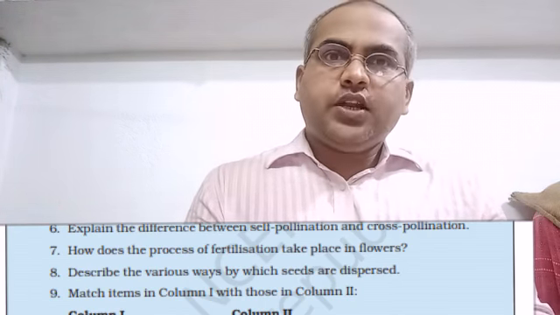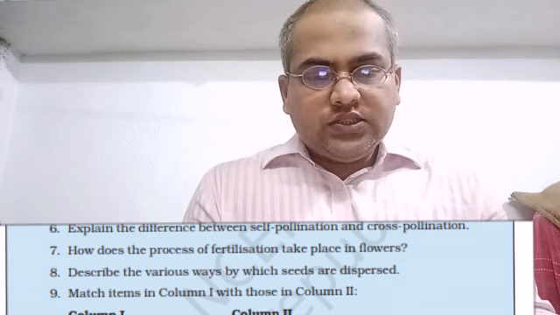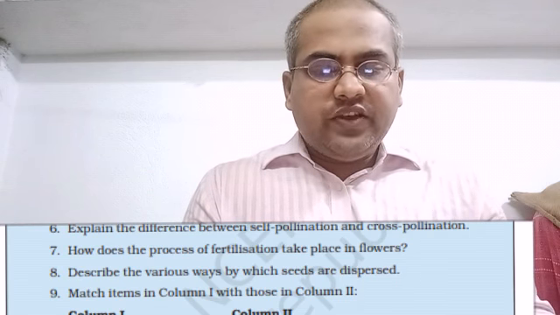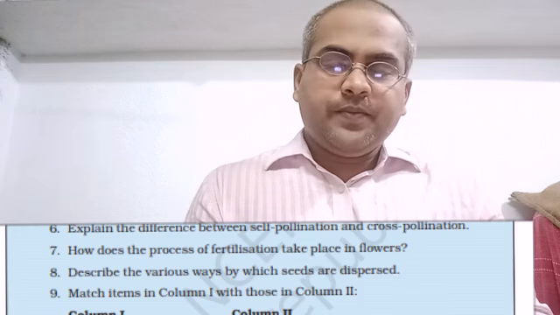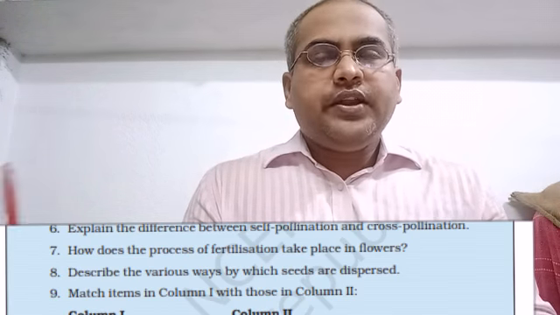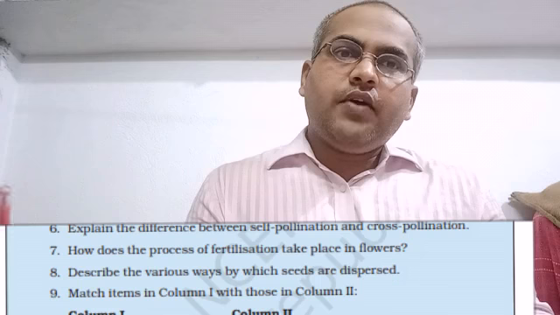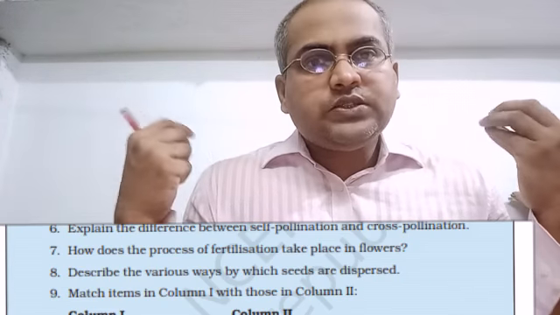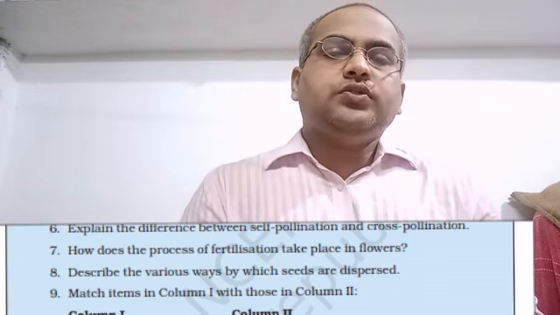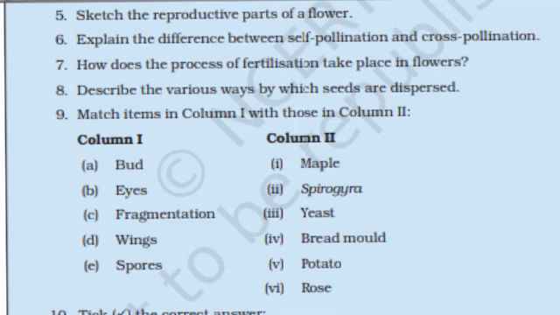Next comes number 4. Self-pollination does not lead to genetic variation in the progeny. It means in self-pollination it is occurring in one flower, in one plant, so there is no genetic variation. But in cross-pollination, genetic variation will occur in the progeny.